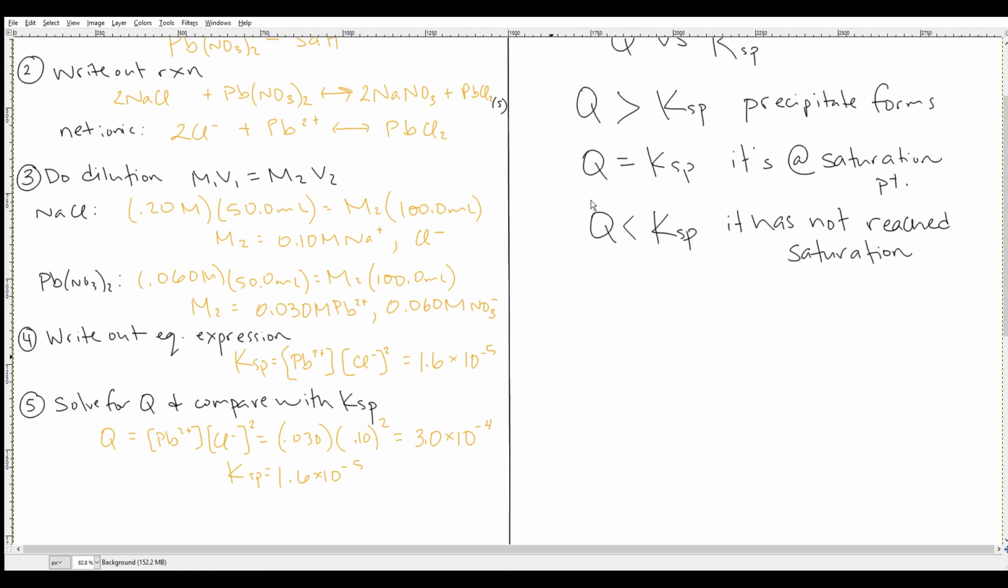In this case, since Q is greater than our KSP, we know we'll have a precipitate. Precipitate. And that's our answer.